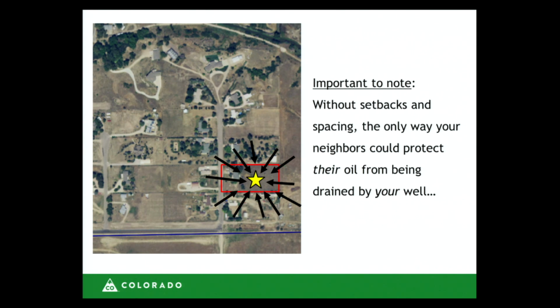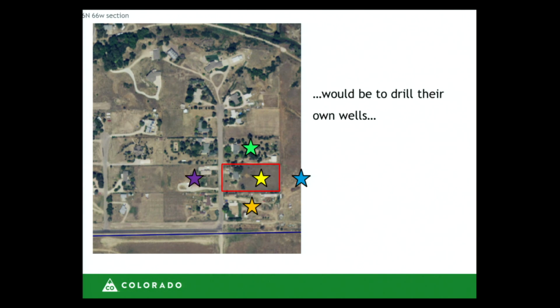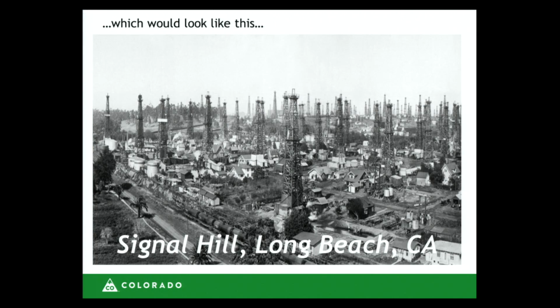So just an aside, if the Commission didn't have setbacks and didn't have spacing to create units, the only way that your neighbors could prevent you from producing their oil would be for them to produce their own oil, kind of competing two wells. And so they would drill their own wells in their backyards, just like you're going to drill yours in your backyard, and it would look like this. And this is what actually happened before many states, including Colorado, developed the rules and regulations to foster responsible development.